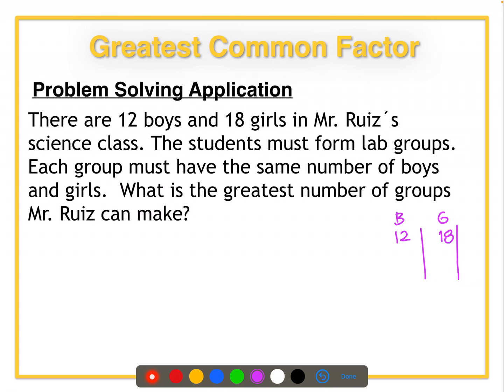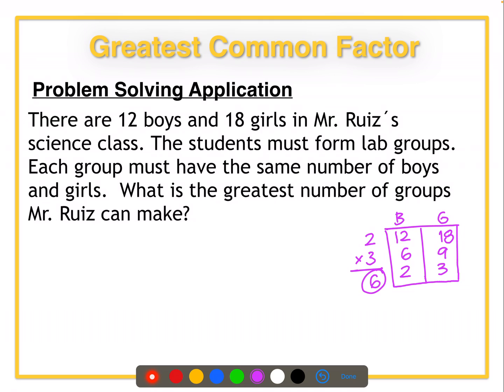So we have boys and we have girls. We have 12 boys and 18 girls. So if I want to use the ladder diagram, I divide them by 2. They are both divisible by 2, so this one will be 6. This one will be 9. I can divide them again by 3. This one will be 2, and this one will be 3. I cannot divide anymore. That means my greatest common factor is 6.